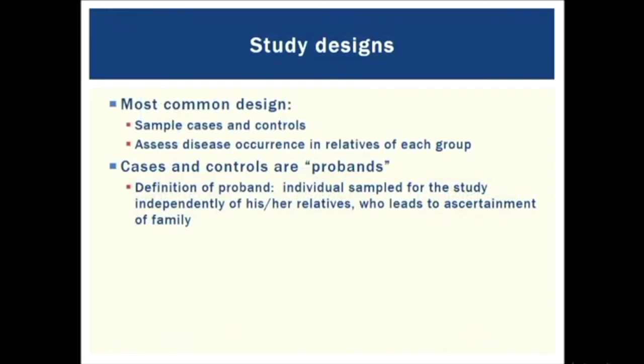So the most common study design is to sample cases and controls, and then to assess the disease occurrence in the relatives of each group. In this sense, the cases and controls we refer to as probands. The definition of a proband is the individual who is first sampled for the study, independently of his relatives, and who leads to ascertainment of the family. So what do I mean by that?